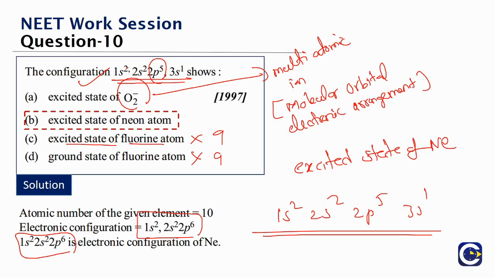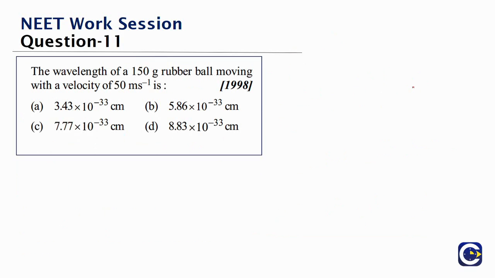It is option B. That represents what? 1s2, 2s2, 2p5, 3s1 represents the excited state of the neon. Next we have a question. This is a question that has come in one of the previous years.